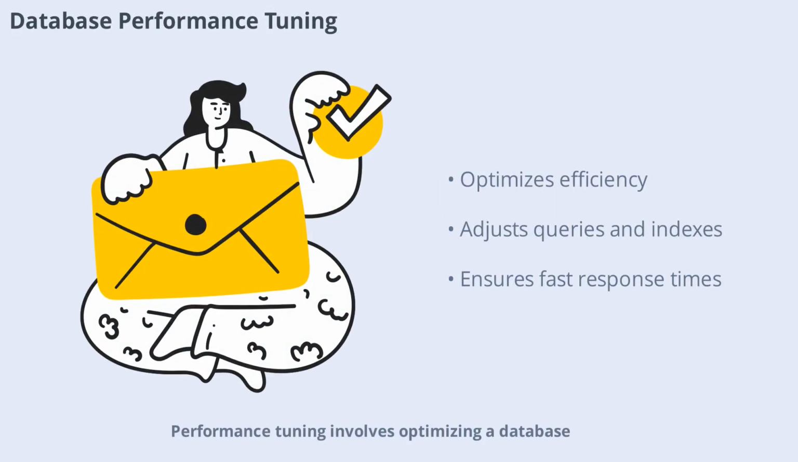Performance tuning involves optimizing a database to run as efficiently as possible. This includes adjusting queries, indexing, hardware resources, and configuration settings. Regular tuning ensures that the database can handle growing workloads and deliver fast response times for users and applications.